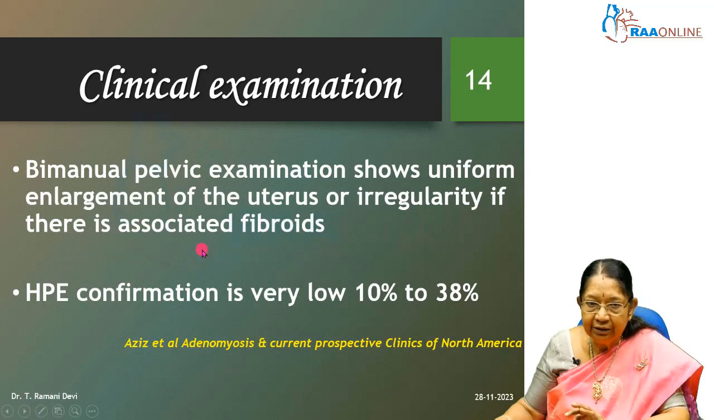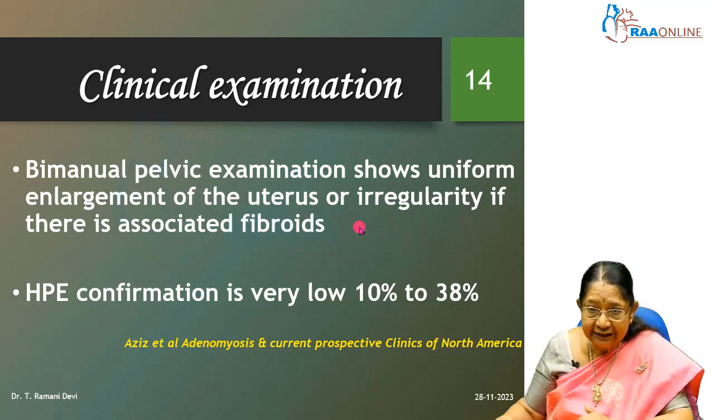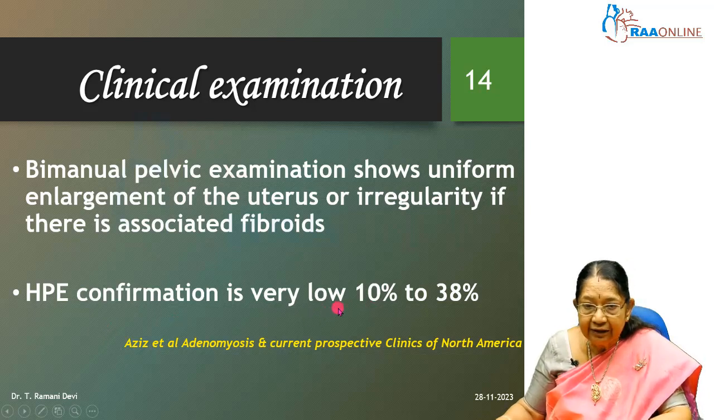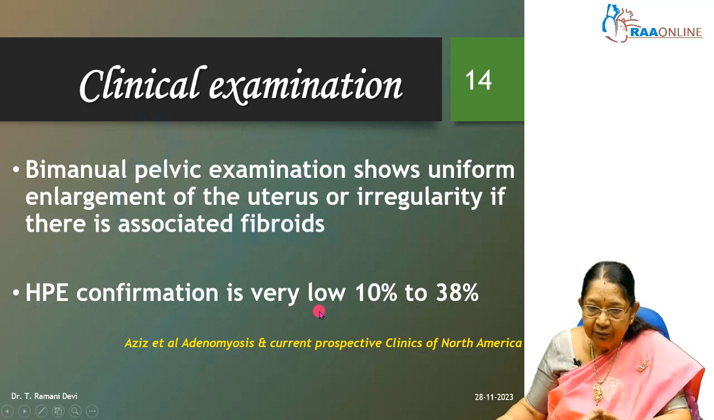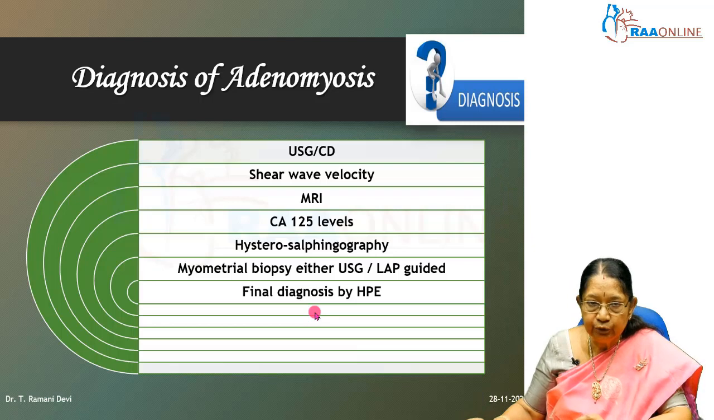Then clinical examination shows uniform enlargement of the uterus, or sometimes it may be irregular if it is associated with fibroids. It may be mobile if it is not associated with endometriosis. When it is associated with endometriosis, it may be a fixed, tender uterus with the posterior wall and adnexal masses. HPE confirmation is very low, and the confirmation by HPE becomes higher if you take many more samples of the myometrial tissue.